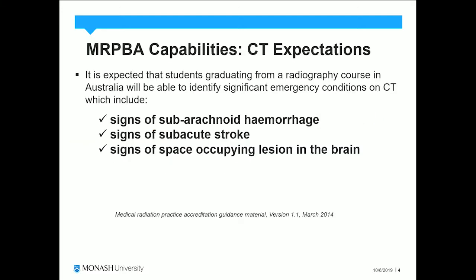So a reminder again about the MRPBA expectations around CT. It's expected that when you graduate from a course in Australia, you should be able to identify some of the emergency conditions expected on a CT scan. These include signs of subarachnoid hemorrhage, signs of a subacute stroke, and signs of space-occupying lesions in the brain. Space-occupying lesions could be anything. For example, it could be a bleed, but that could also be a tumor.